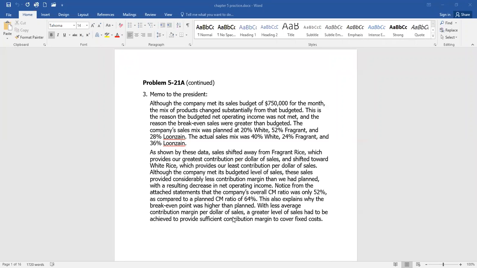So as shown by these data, sales shift away from fragrant rice, which provides our greatest contribution per dollar of sales, and shift towards white rice, which provides our least contribution per dollar of sales. Although the company met its budgeted sales, the mix of the sales among the different types of rice still resulted in a loss, because the mix of sales less the variable expenses for each did not allow our contribution margin to cover the fixed expenses.